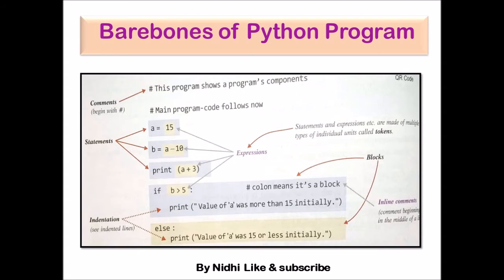So this a, b and print are known as statements, and something like a plus 3, which is arithmetic and involves the a value, is known as an expression. This check of whether variable b is greater than 5 or not is also known as an expression. These are blocks, and these are lines, indented components. Okay, so these are the various components. We will discuss these in detail in further classes. So this is just the structure or bare bone given to you related to a program.